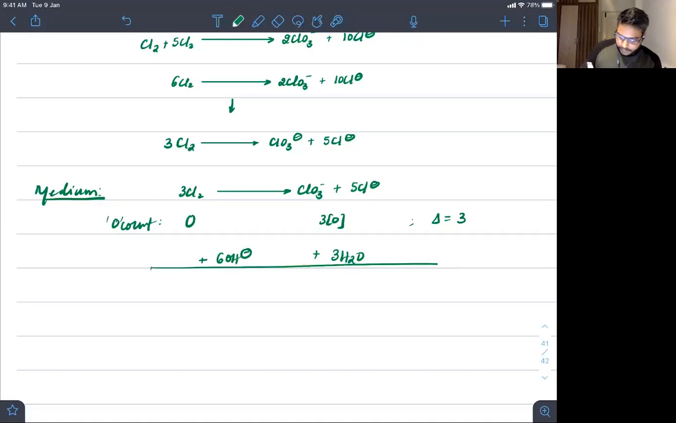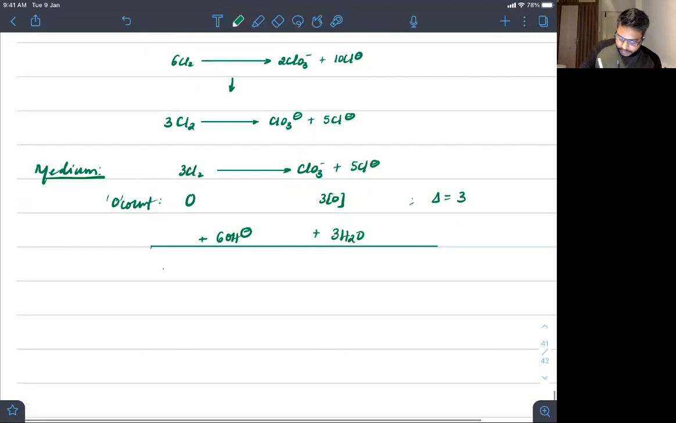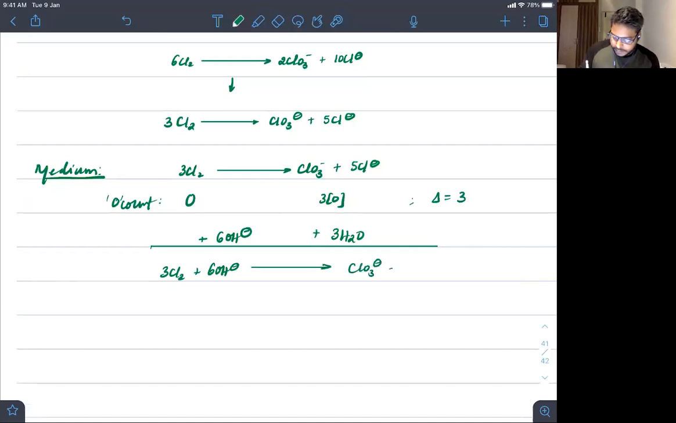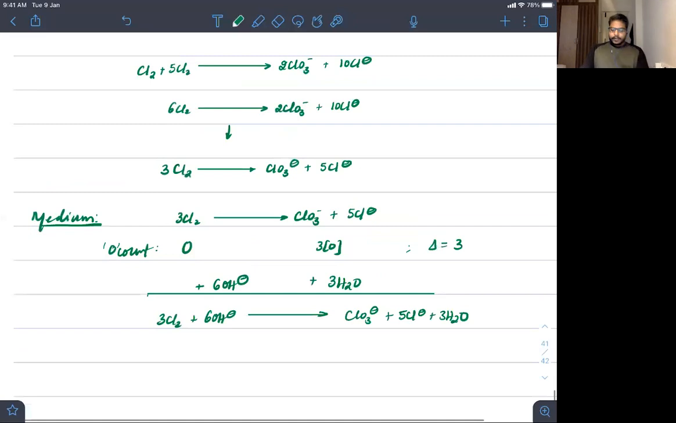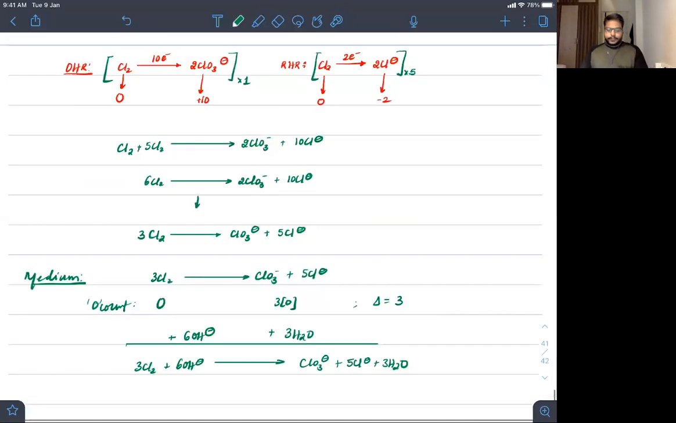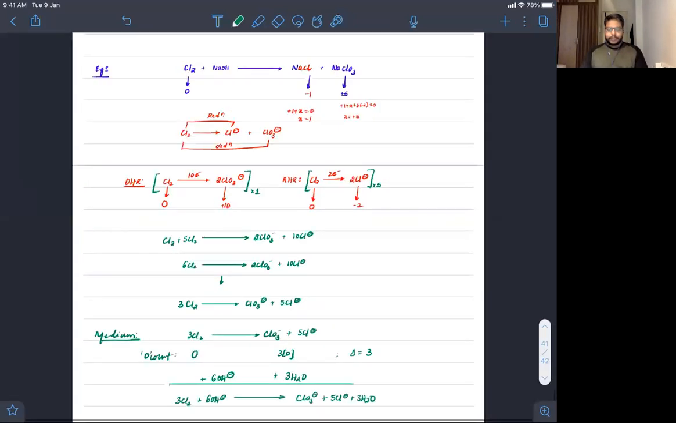So we can see what is the product we'll get. 3Cl2 plus 6 OH minus is going to give us ClO3 minus plus 5Cl minus plus 3H2O. Check this, everybody, if you have understood that or not.